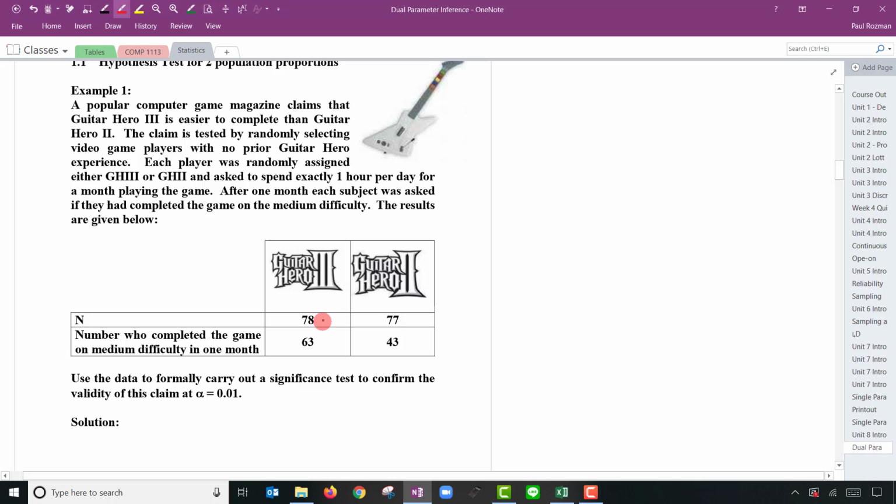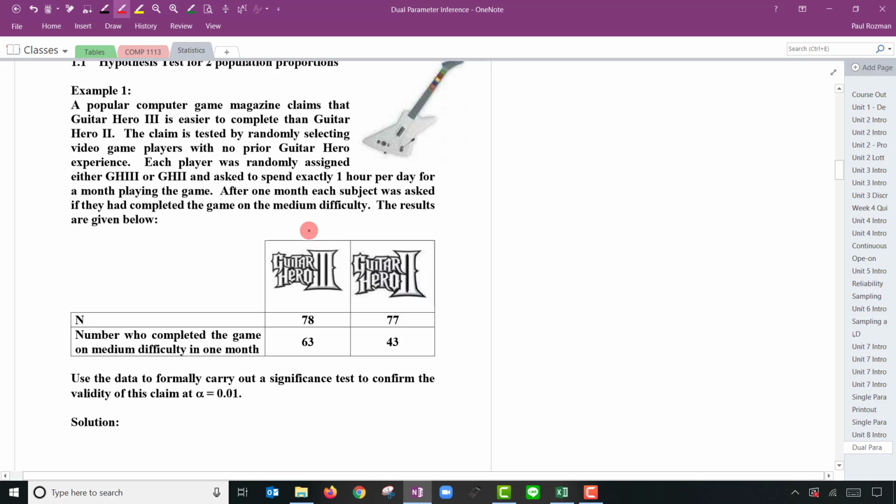So here are the results. 78 people were assigned to play Guitar Hero 3 for a month, and 63 of the 78 were able to get through the medium level in that time. Guitar Hero 2, 77 people were randomly assigned to play that game, and 43 were able to complete the medium level within the month. We want to do a formal hypothesis test to see if, in fact, we believe that Guitar Hero 3 is easier than Guitar Hero 2.